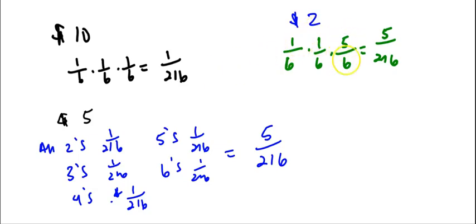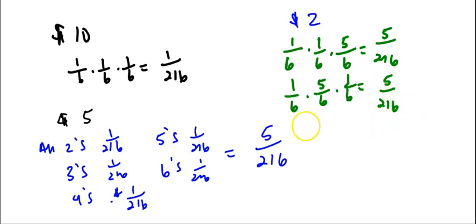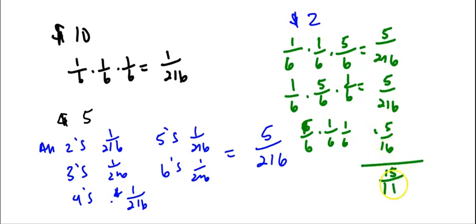But that's assuming that we get something other than 1 on the third row. So what if we go first row 1, second row something other than 1, and third row 1. So now that's still 5 out of 216. And then if we go something other than 1 first, that's still 5 out of 6 rather. And then we go 1 and then 1, that's another 5 out of 216. So for $2, it's going to be 5, 10, 15 out of 216.